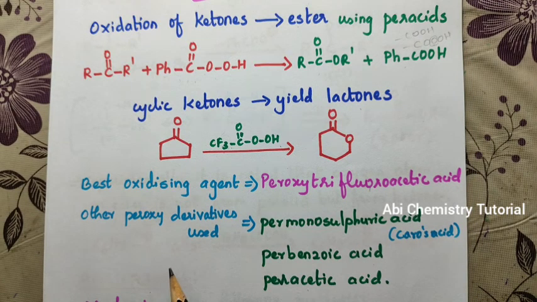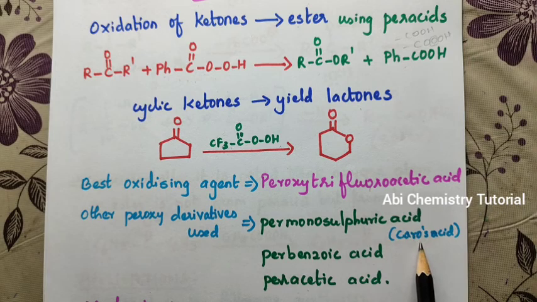Some other peroxy derivatives are also used for the purpose of Baeyer-Villiger oxidation, and they are permonosulfuric acid, which is also called Caro's acid, and perbenzoic acid, as we studied in the first example here, and peracetic acid is also used for Baeyer-Villiger oxidation.